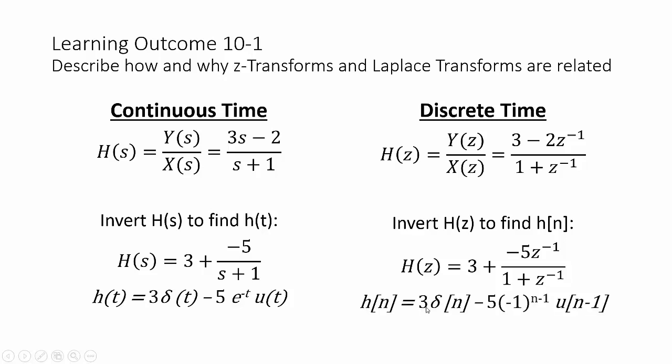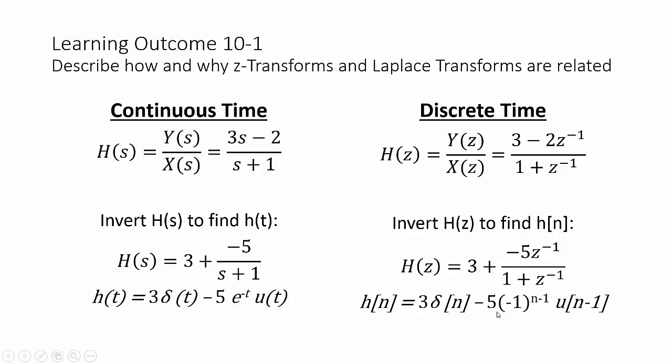3 has a very similar inverse transform to what we saw in continuous time with Laplace. It inverts to 3 delta of n. Notice it's delta of n instead of delta of t. The inversion of this fraction is a little bit more complicated. We'll work on that in a future video, and you should look at your tables and you can figure it out. But get the general idea here.